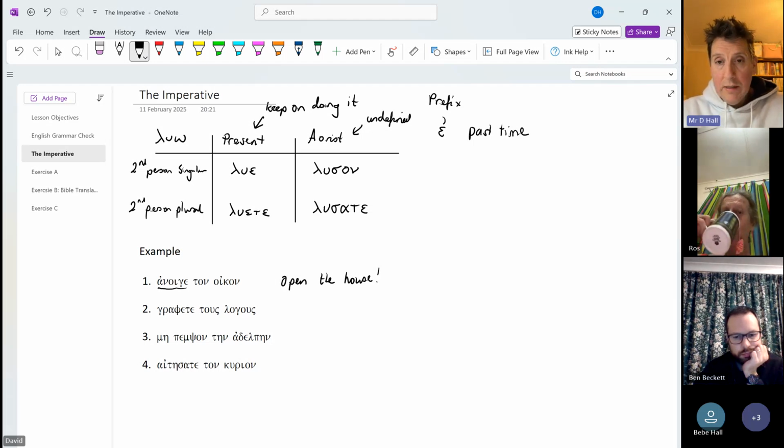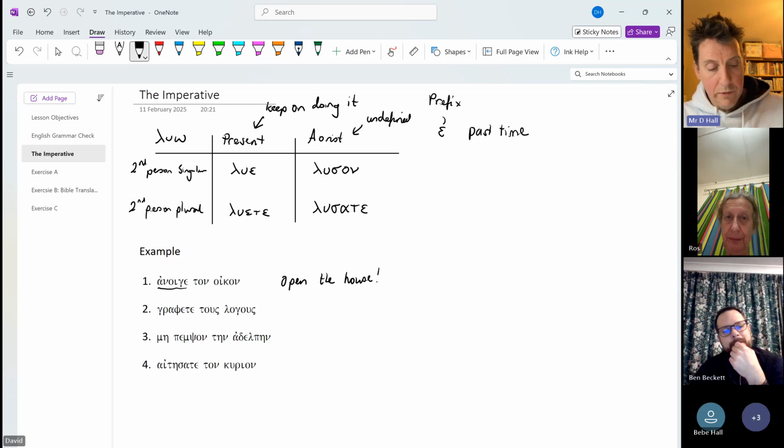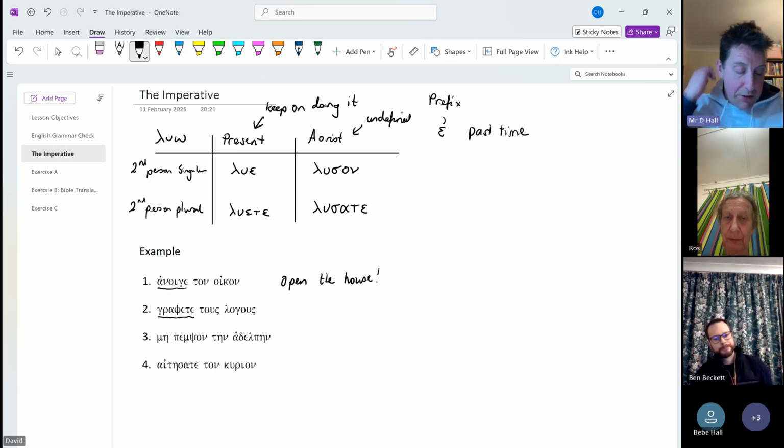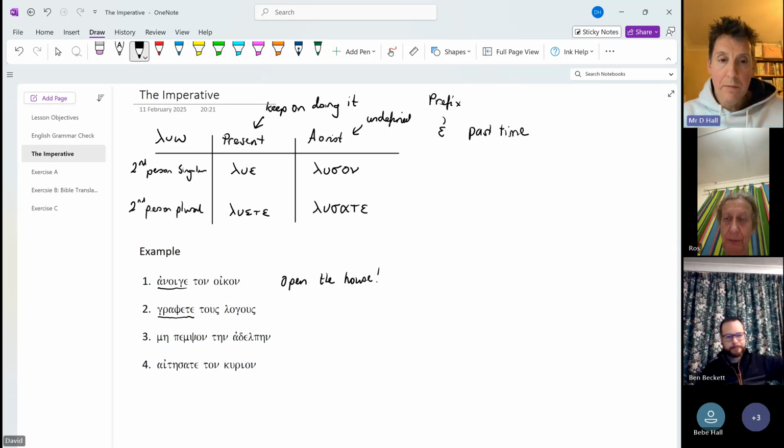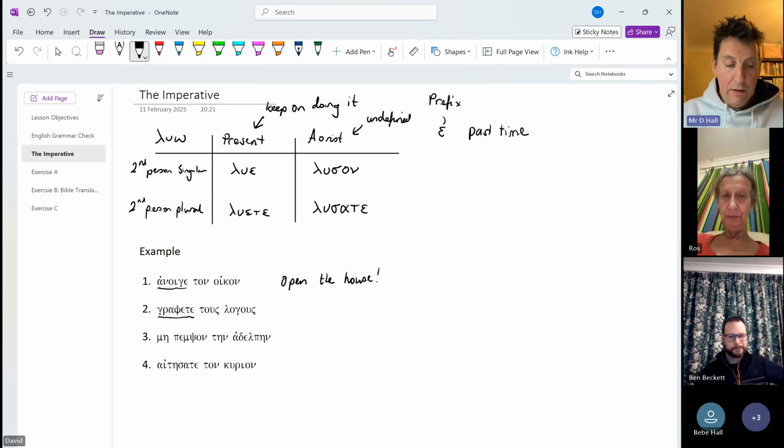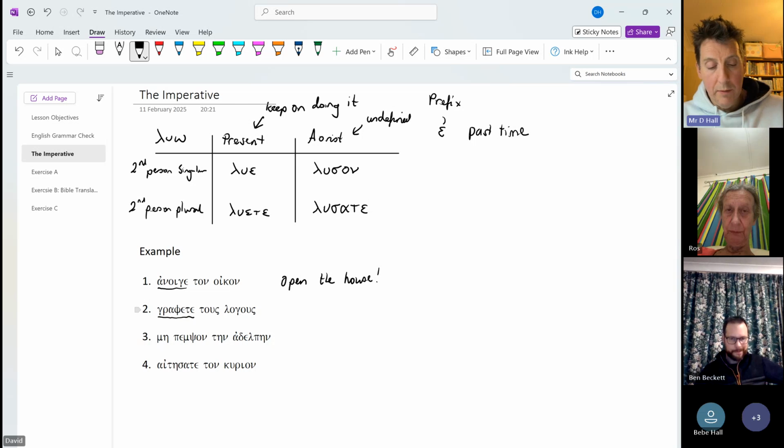And you could, of course, translate it, you open the house, but it gives better sense, I suppose, or better force if we just put open the house as we've got there. All right, and for graphete, so this is from grapho, which means to write. And so we have graphete, which of course is also the present indicative, isn't it? Okay, second person plural.